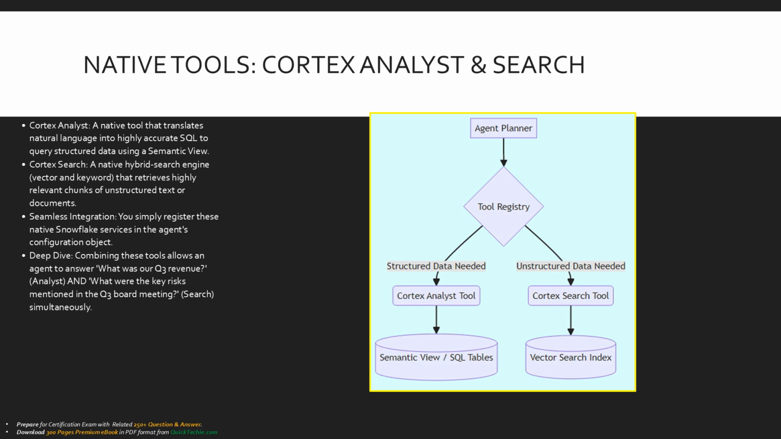This diagram shows how the agent planner interacts with the tool registry. When the planner identifies a need for structured metrics, it invokes the Cortex Analyst tool, which communicates directly with your semantic views and SQL tables. When it identifies a need for qualitative text, it invokes the Cortex Search tool, pinging your vector search index. The agent manages this routing dynamically.